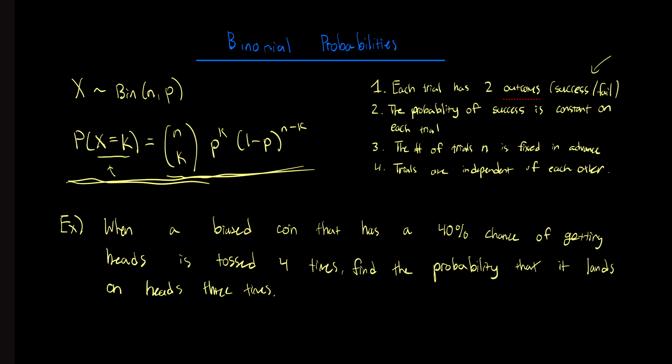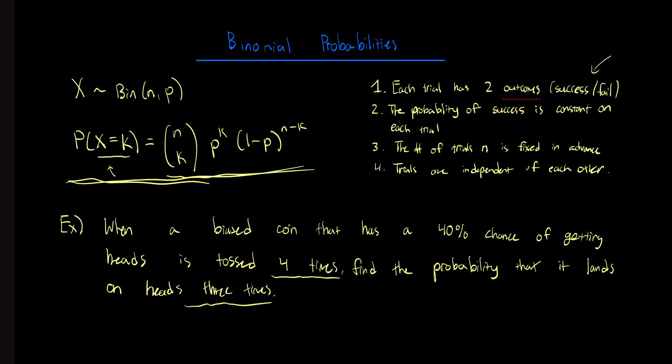And number 4 says that trials are independent of each other. So one trial does not affect the probability of another trial. So the most basic type of example here that I brought is this. A biased coin that has a 40% chance of getting heads is tossed 4 times. Find the probability that it lands on heads 3 times. So, as you might see here, the number of trials is 4, so you're tossing this coin 4 times, and we're trying to assess the probability that it lands on heads 3 times.